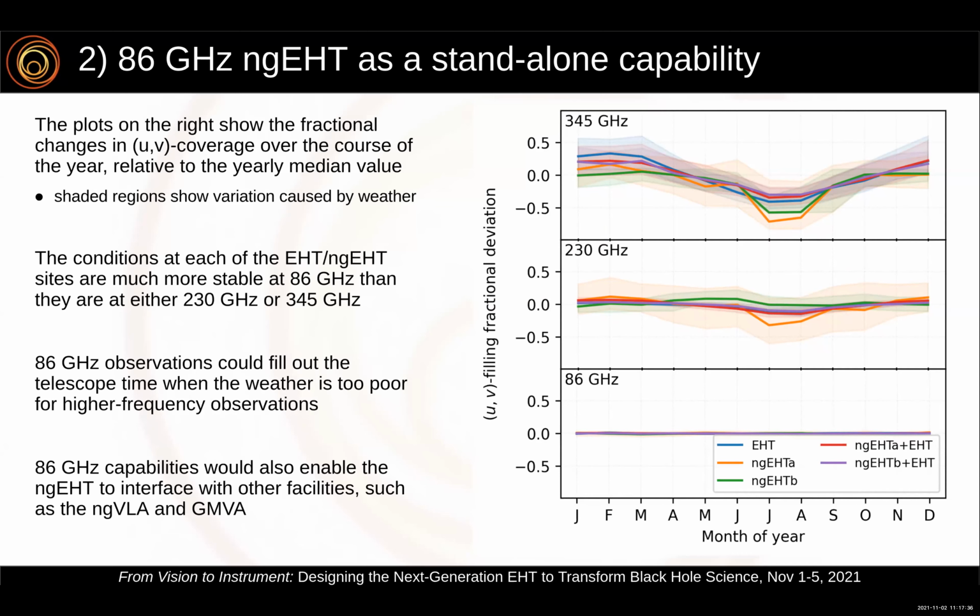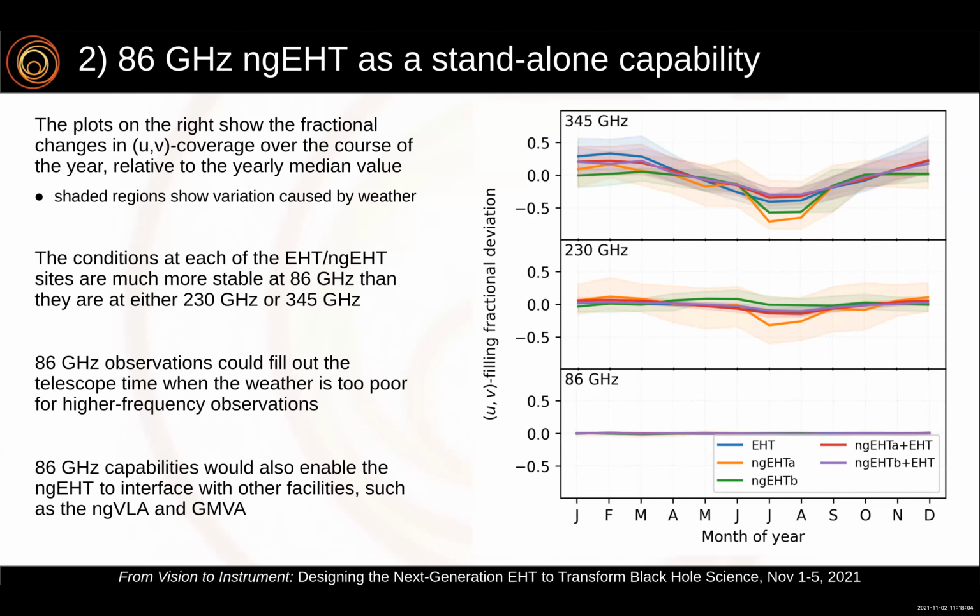So for all of the sites, they're actually much more stable at 86 gigahertz, which you can see here. Actually, the shaded regions here are differences in weather, and at 86, it is really, really minimal. So 86 gigahertz observing could actually fill out telescope time when the weather is too poor for higher frequency observations, which actually gives us a very high utilization of the array, even when it's not observing at 230 and 345.